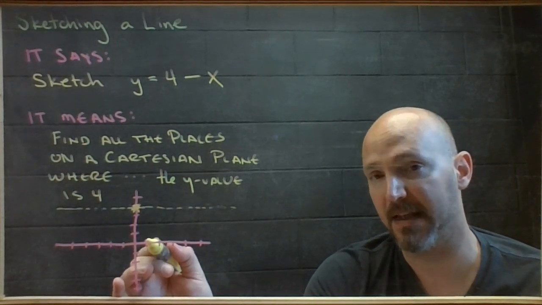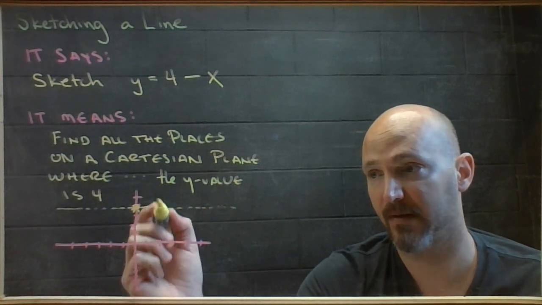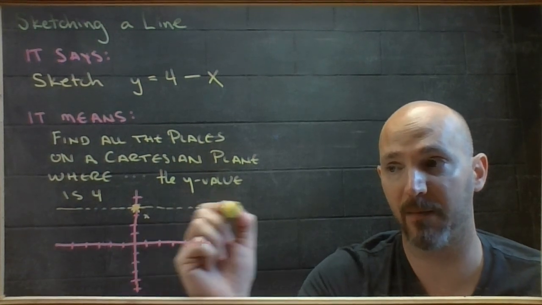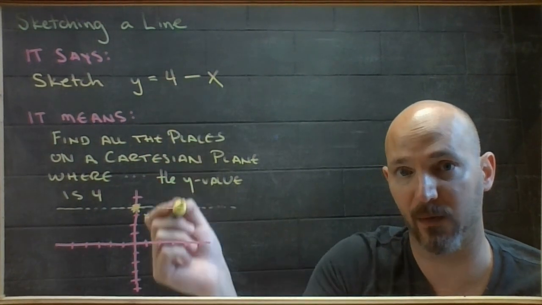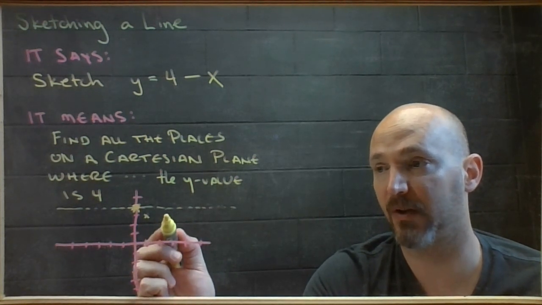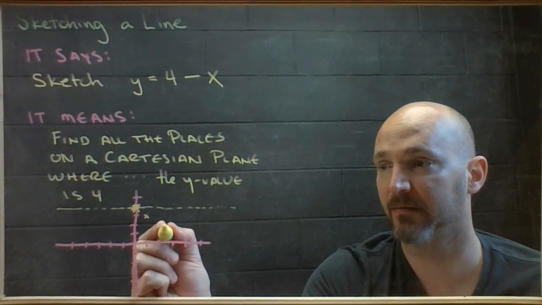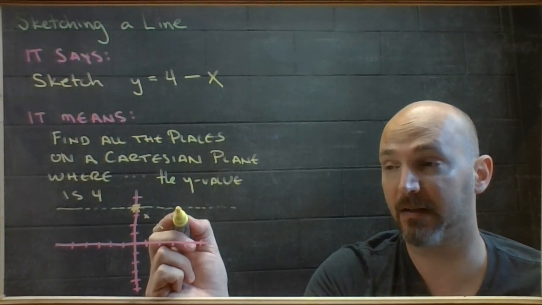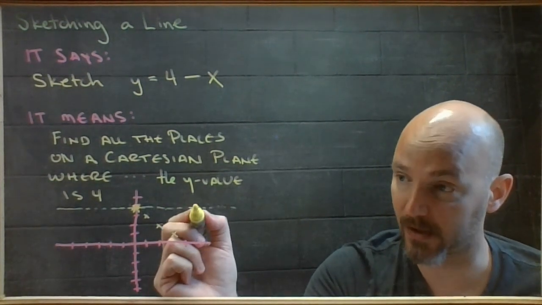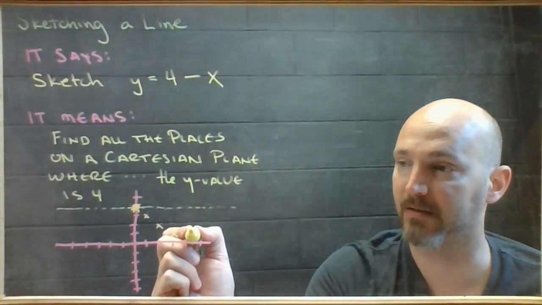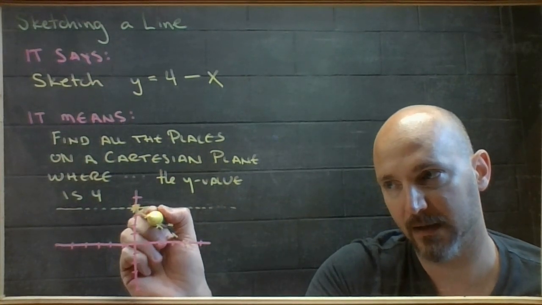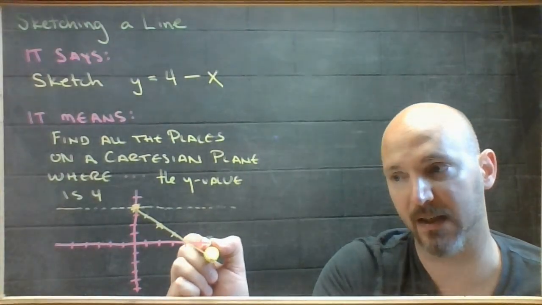If I am at this place, the x value is 1. So I have to fall one square from this y equals 4 line. If I'm at x equals 2, I have to fall 2 squares from there. If I'm at x equals 3, I have to fall 3 squares from there. If I'm at x equals 4, I have to fall 4 squares from there, etc., etc. And if you see, I'm starting to get a nice straight line forming again.